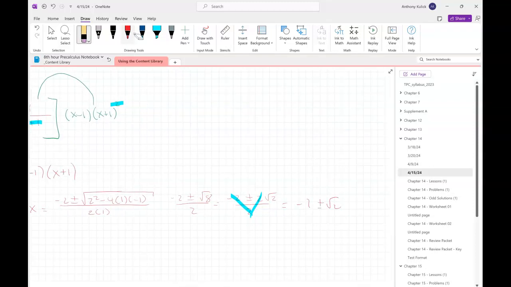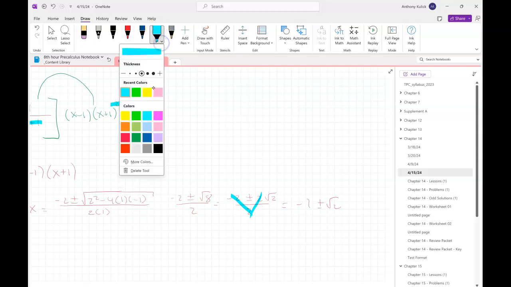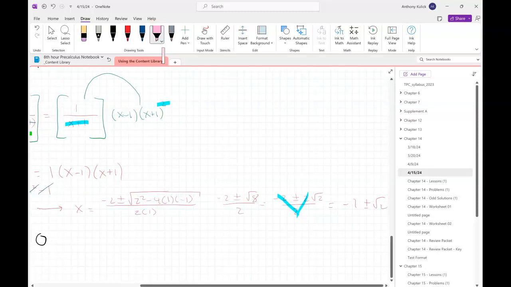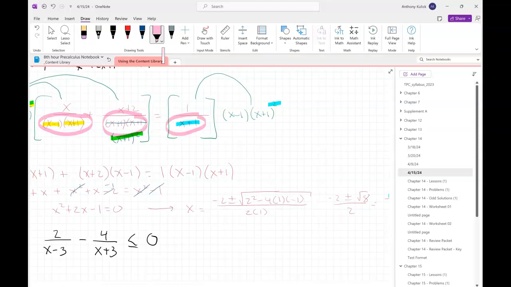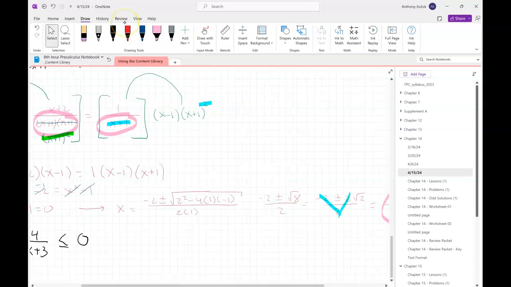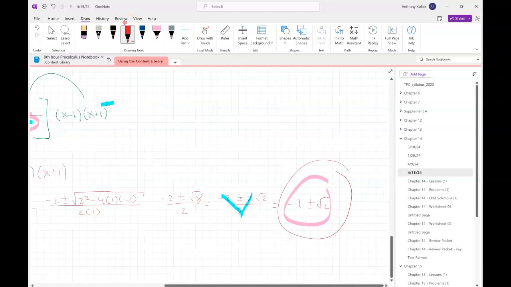Because there's one more thing I have to check before I can confirm this as an answer. What do I still have to check? Extraneous solutions. So I need to go back to the very beginning and make sure that this doesn't give me a 0 denominator anywhere. Well, obviously it won't, because the only things that'll give me a 0 denominator are 1 or -1, and that ain't that, so I am finished.